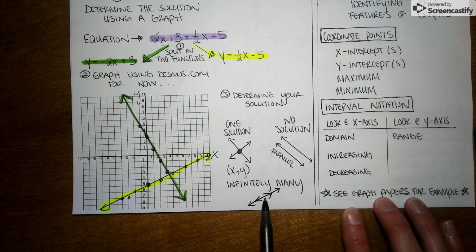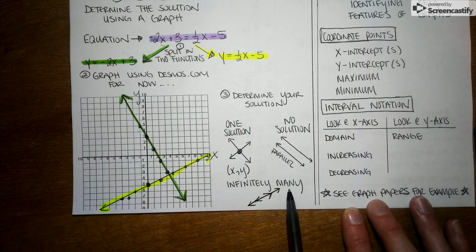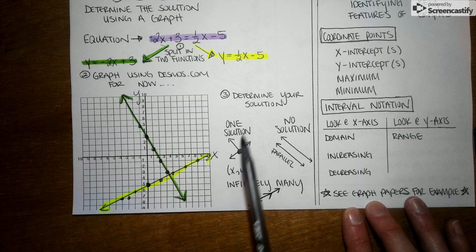Finally, if my lines end up actually being the same line, so what I tried to do here is one of my linear lines has an arrow on the ends, and then my other linear line, which ends up being the same one, I just put arrows in between to show you that there's two lines here, but they end up being the same line. And when that happens, that means you have infinitely many solutions because any coordinate point along these two lines is a solution. So these would be your three options.